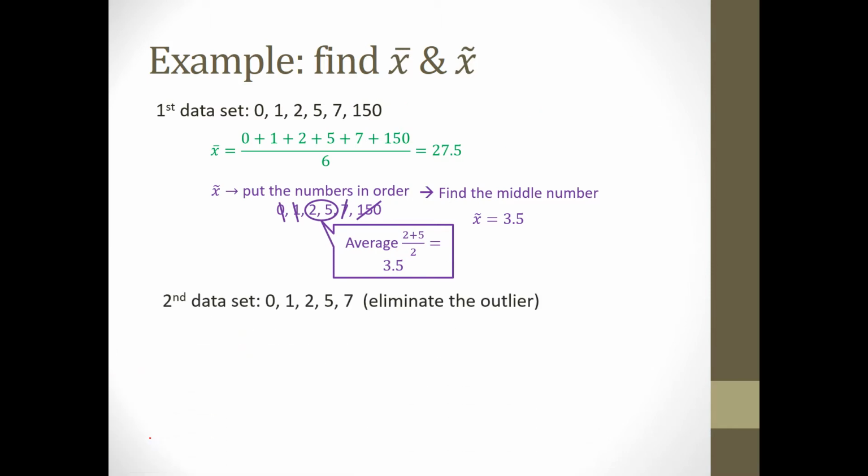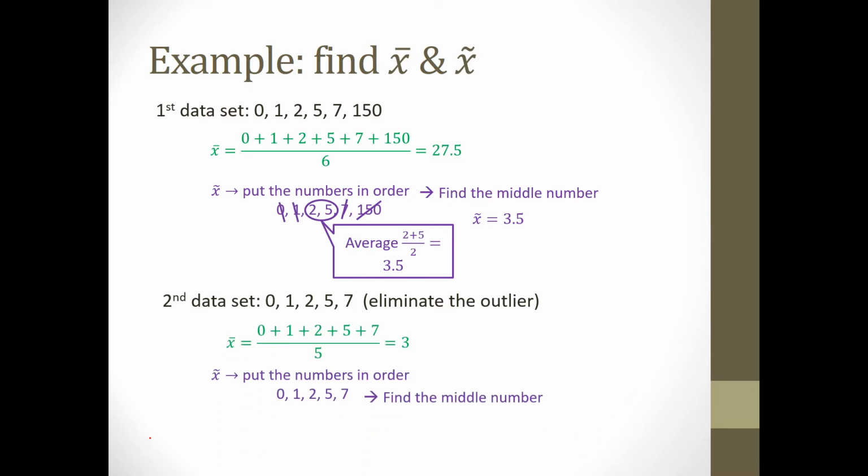Okay. So now let's eliminate the outlier. Let's just get rid of it. I'm going to take off that 150 and see what happens. Now most of my data is between 0 and 7. So I'm going to find the average, and the average is 3. The middle number, put the numbers in order. My middle number is 2. Now they're not exactly the same. 2 and 3 are not the same number, but they're pretty close.